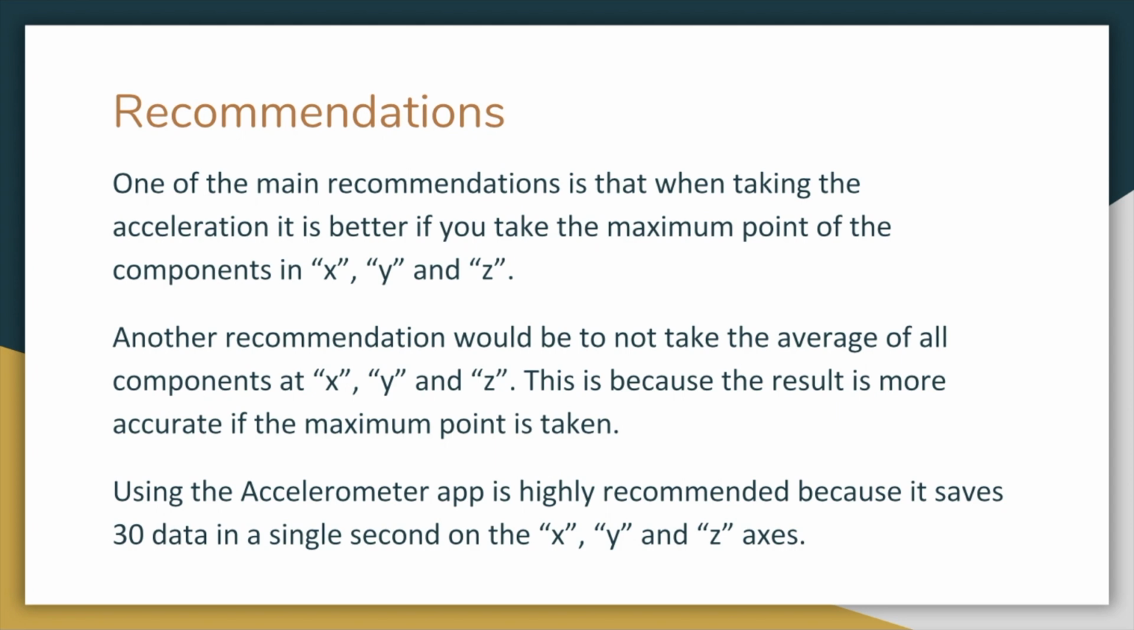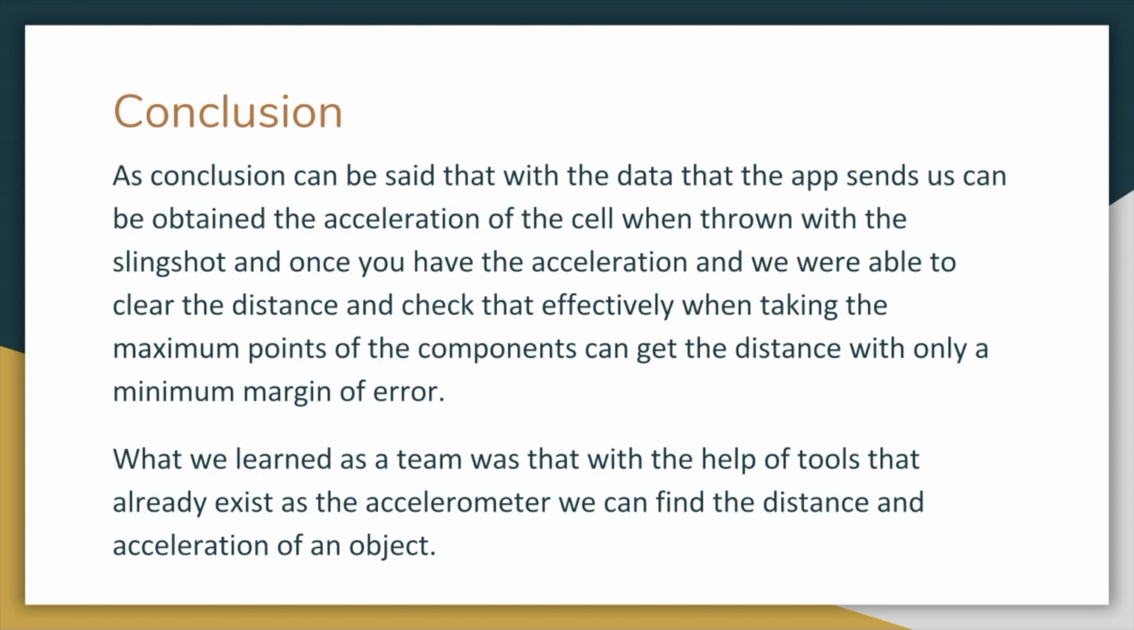Using the accelerometer app is highly recommended because it saves 30 data points in a single second on the x, y, and z axes. As a conclusion, it can be said that with the data that the app sends us, the acceleration of the cell phone when thrown with the slingshot can be obtained. Once we have the acceleration, we were able to clear the distance and check that, effectively, when taking the maximum points of the components, we can get the distance with only a minimum margin of error.